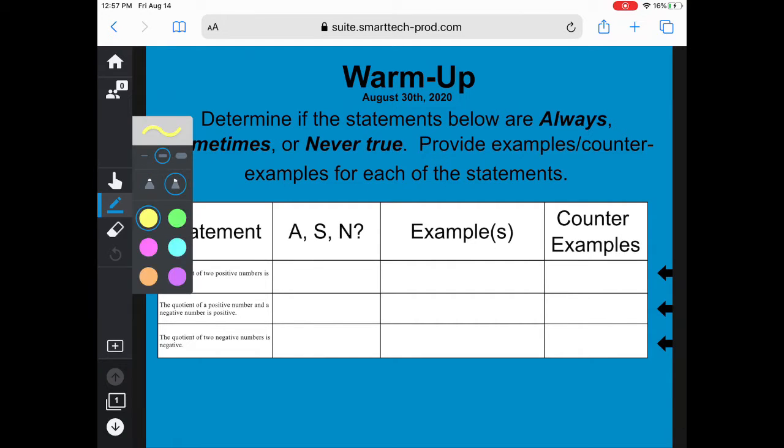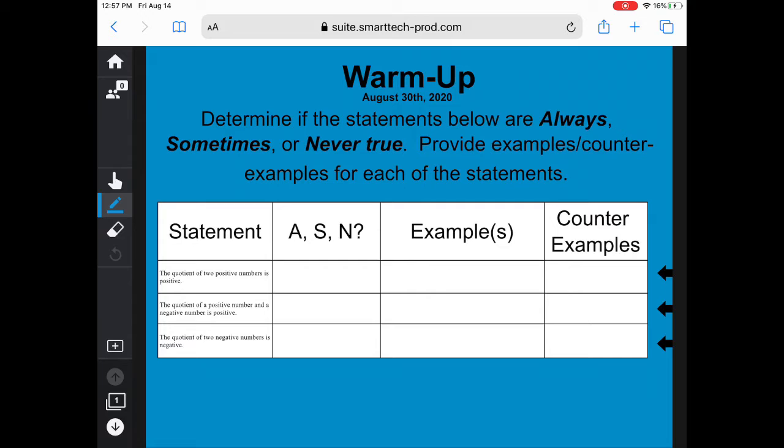Hello everyone, welcome back. Today we're going to be talking about dividing rational numbers. Last Friday we talked about multiplying rational numbers. Today we're going to be talking about dividing. So like last Friday's warm-up, we have three statements. We have to say whether they're always, sometimes, or never true.